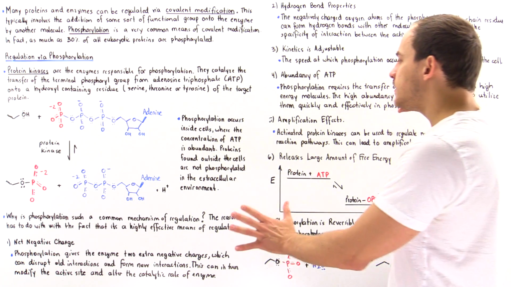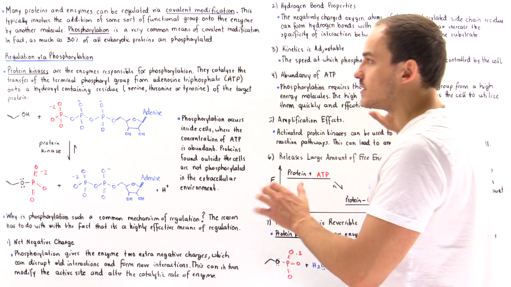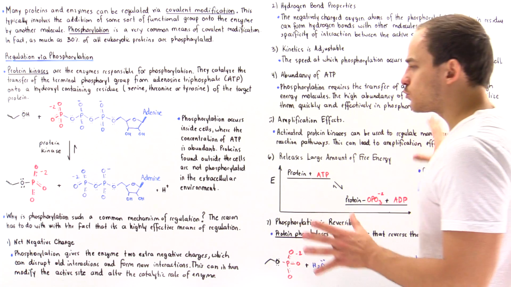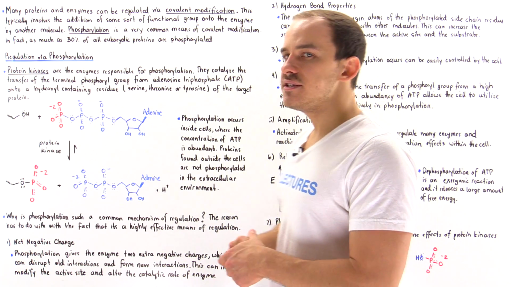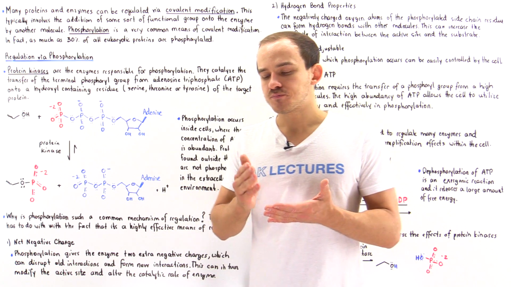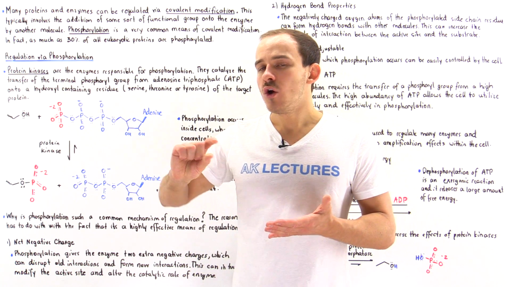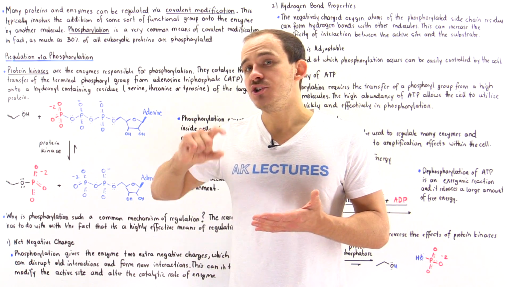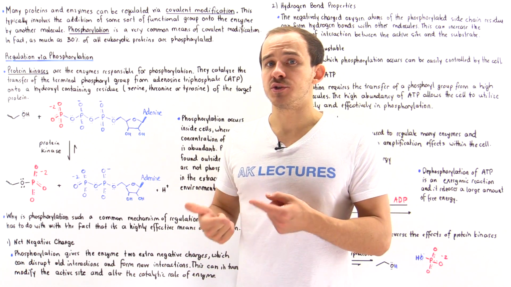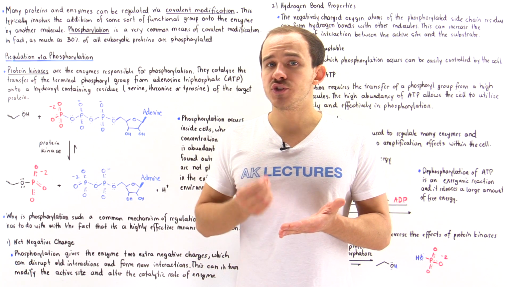Well, there are 7 reasons that I've listed on the board. So let's quickly go through each one of these reasons, and let's begin with reason number 1. In the process of phosphorylation, what we actually do is transform a neutral residue into a modified residue that contains a negative charge.